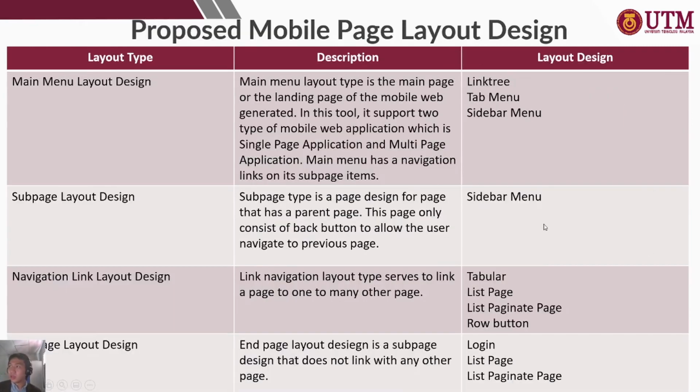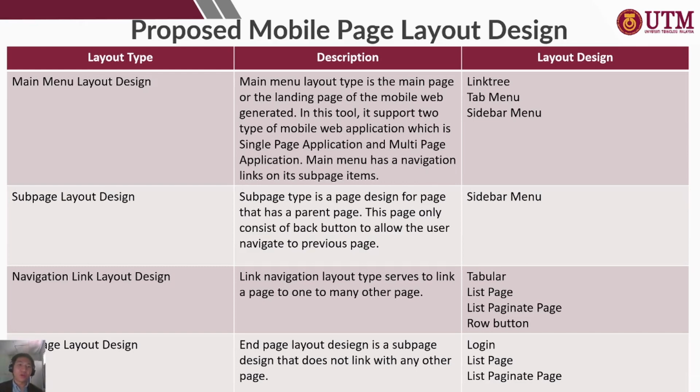So next, when we are developing this project, we will look into the proposed mobile page layout designs. There are four types of proposed page layout design. The first one is the main menu layout design. Second is the sub-page layout design. Third is the navigation links layout design. And lastly is the end page layout design.